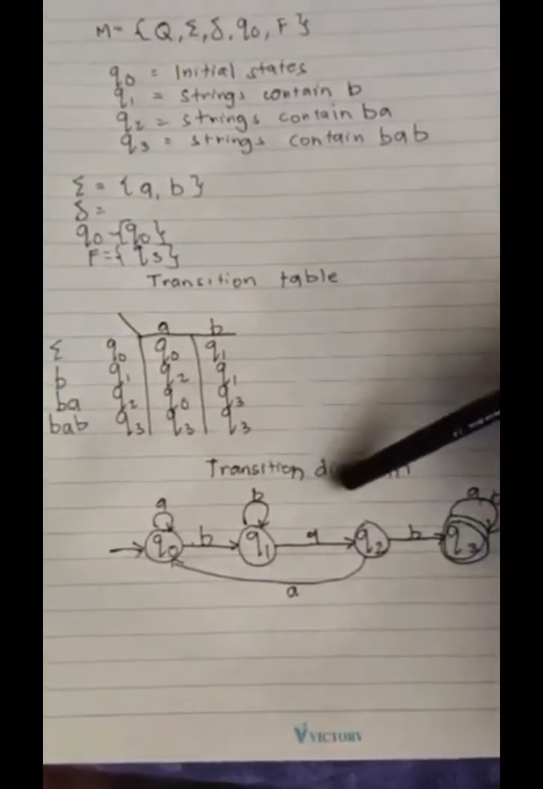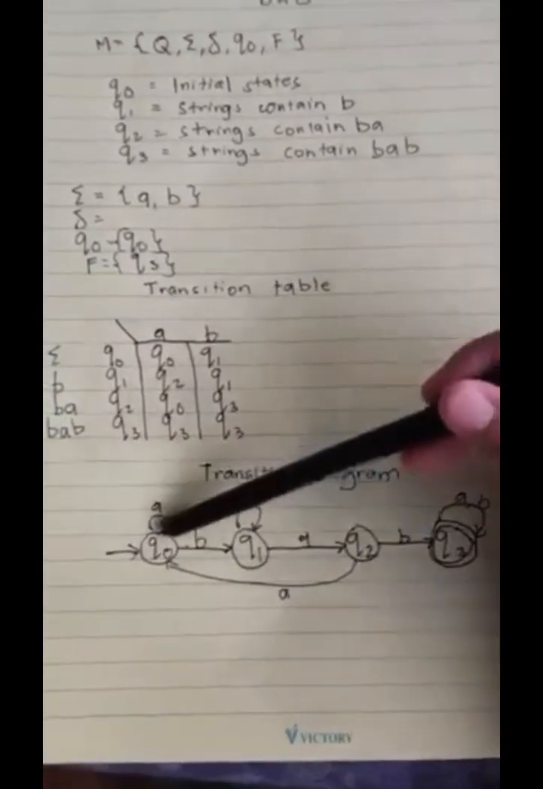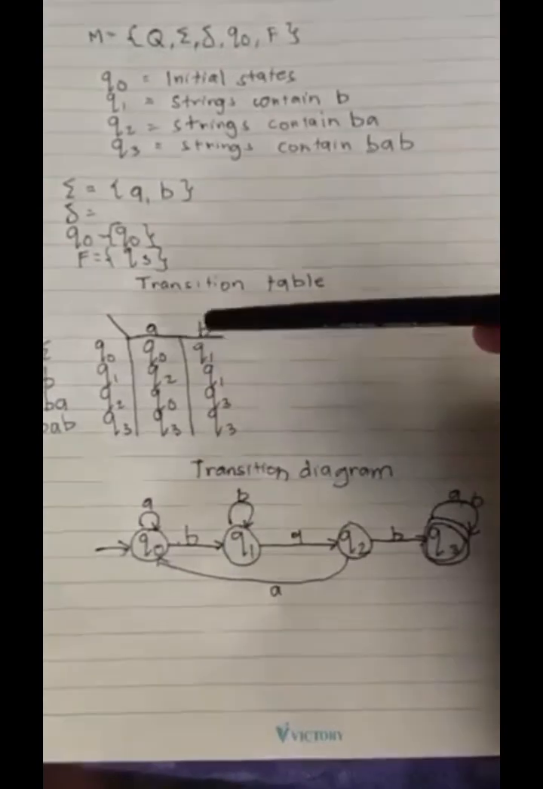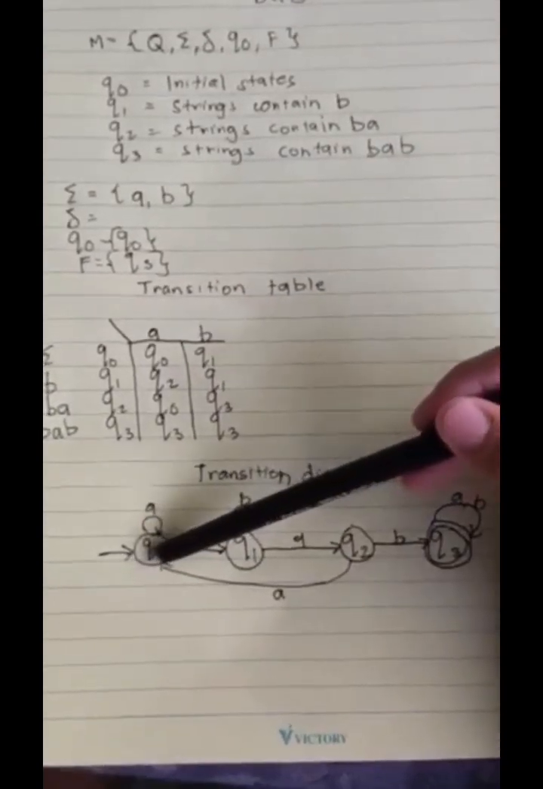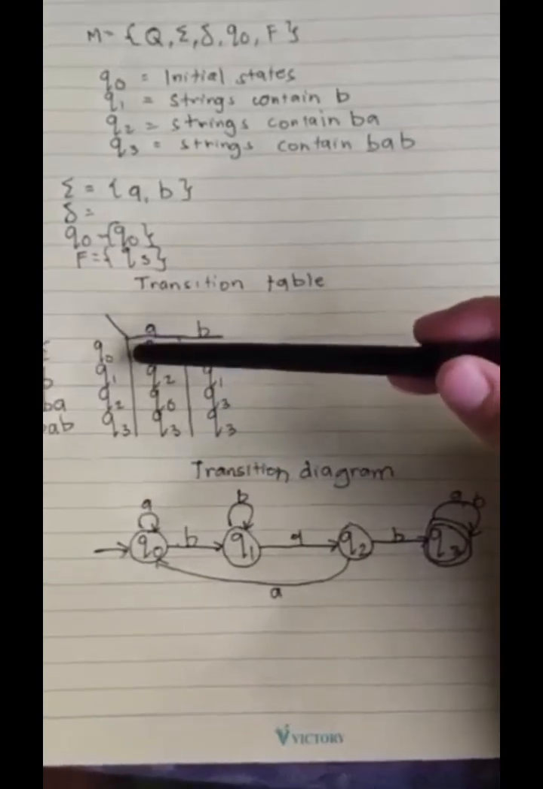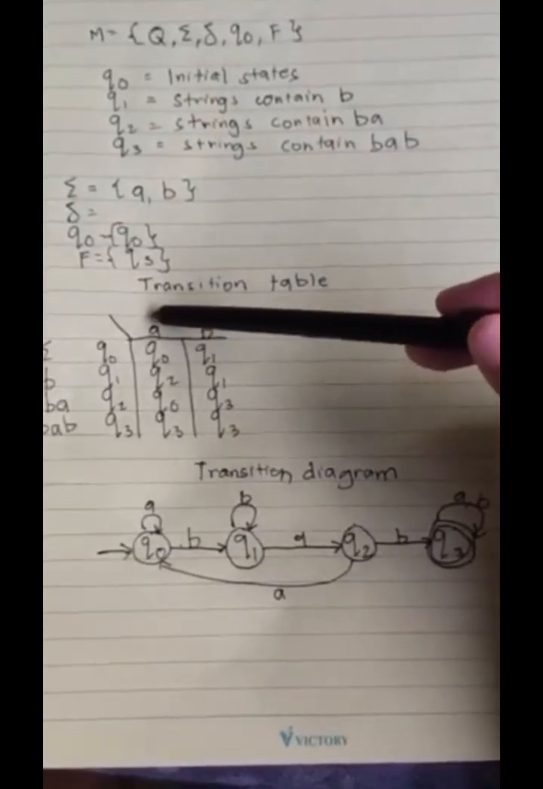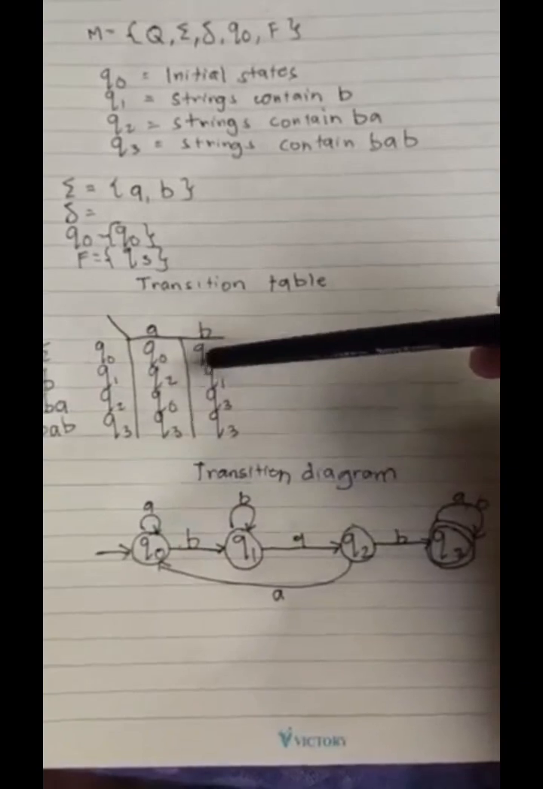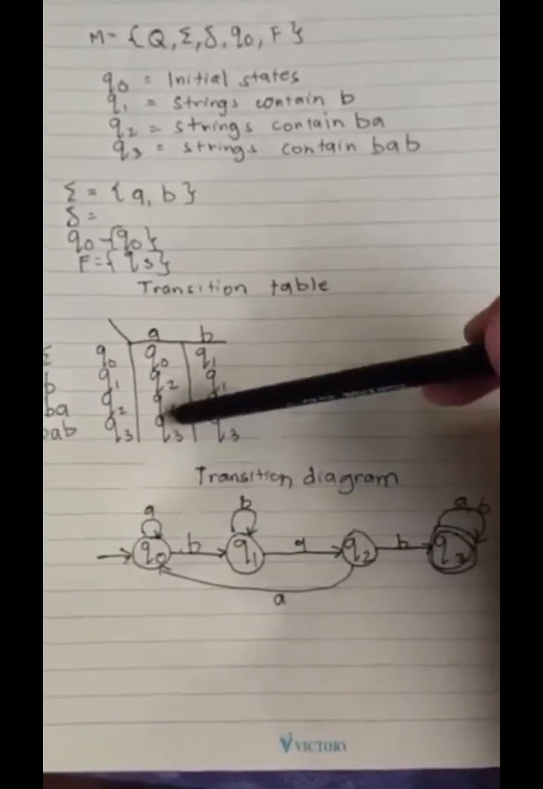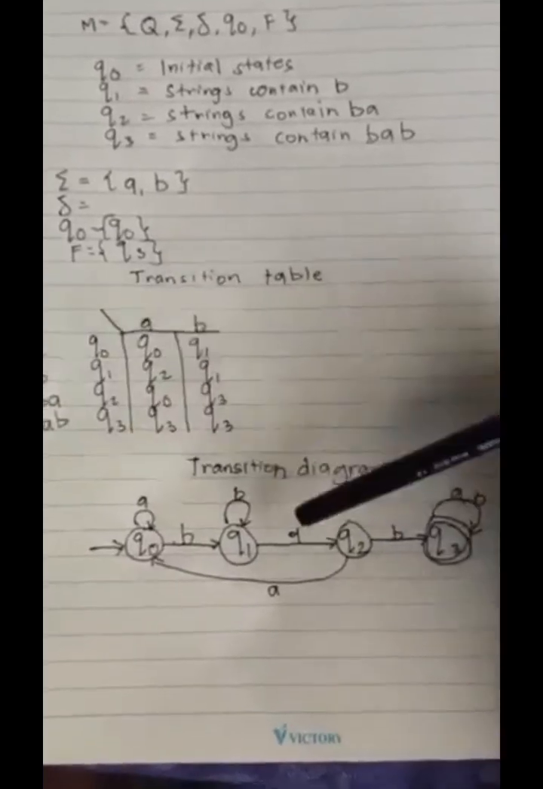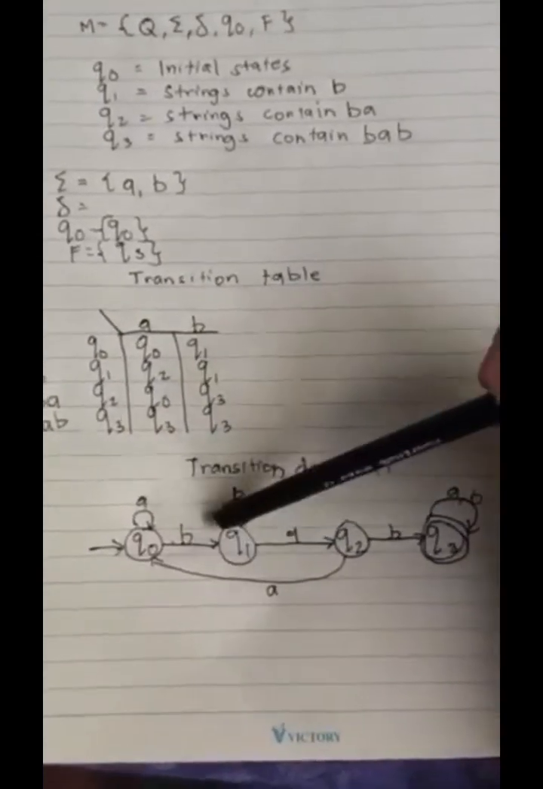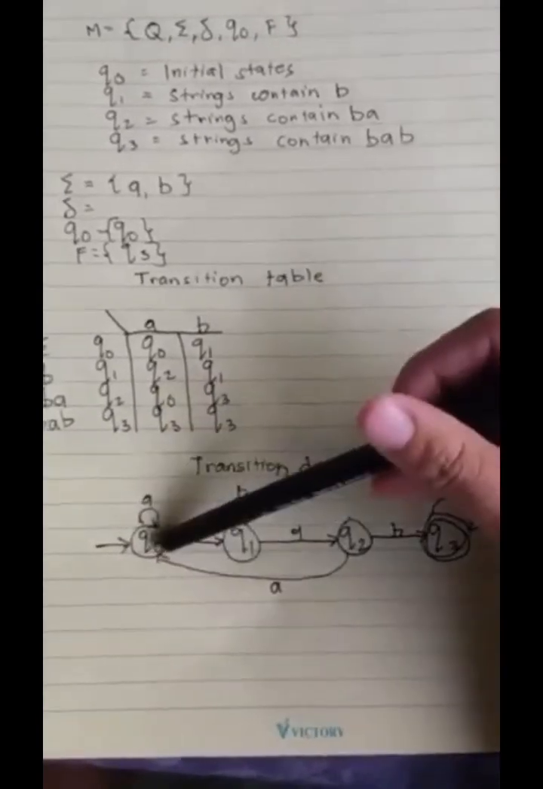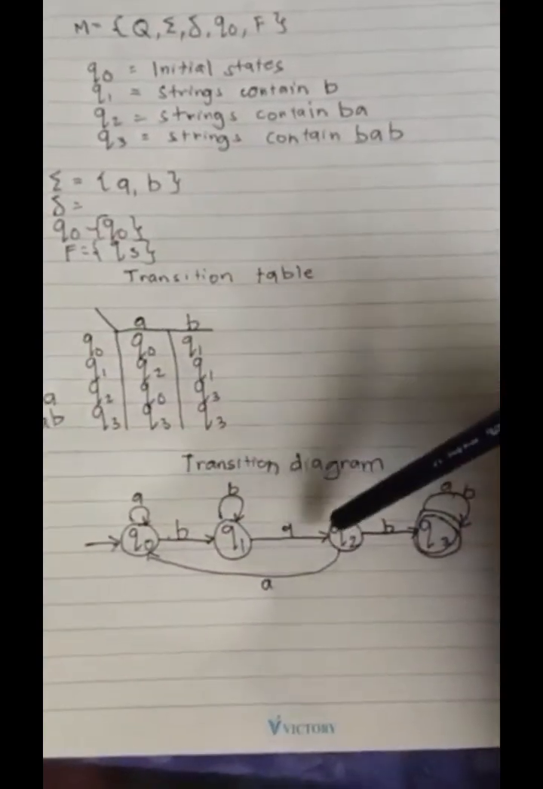And we make the transition diagram. To get this, we must depend on our transition table. Just an illustration of this. Okay, so for our initial state, Q0 to Q0 for our input alphabet A. Q0 to Q1, B. Q1 to Q2, A. Q1 to Q1, B. Q2 to Q0, A. Q2 to Q3, B.